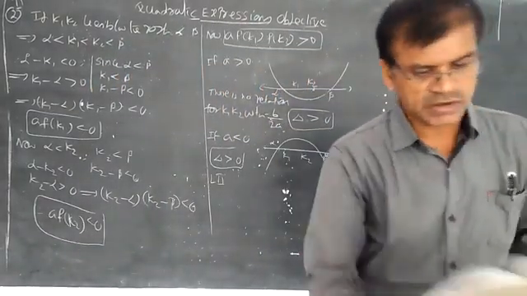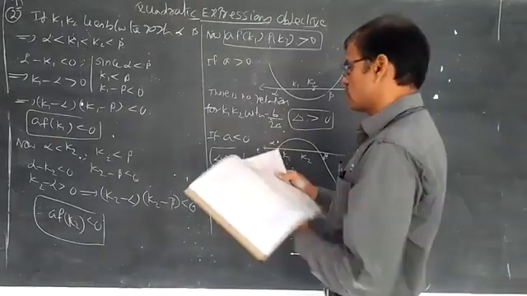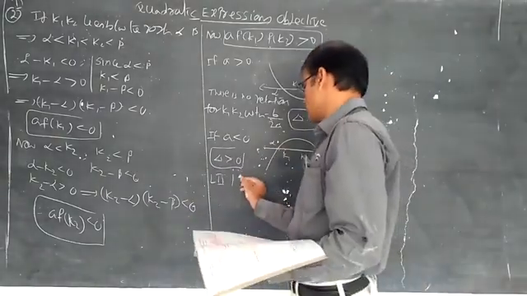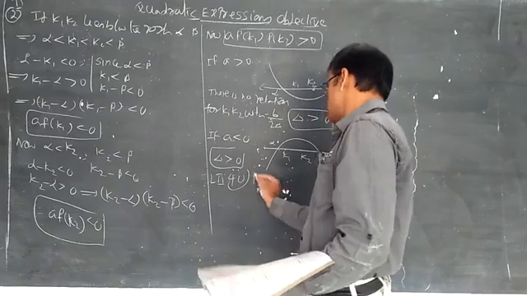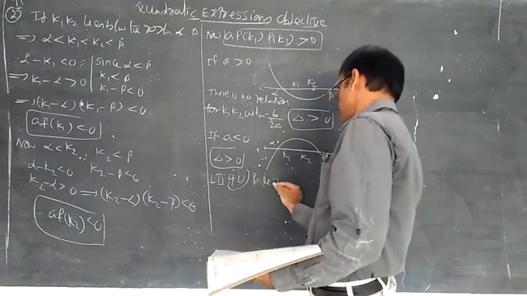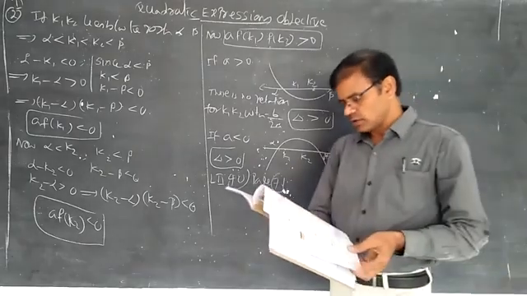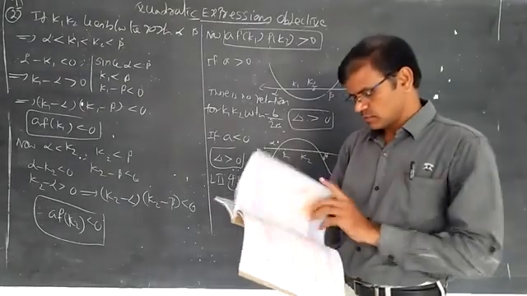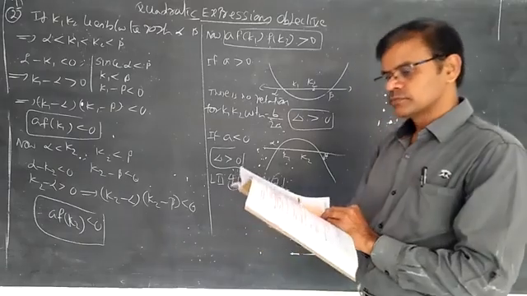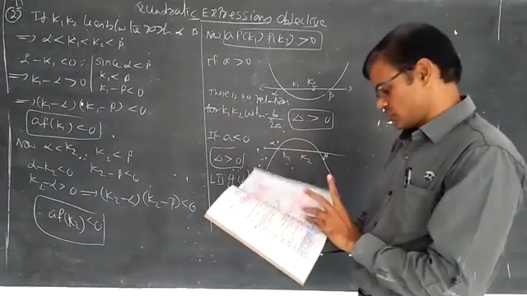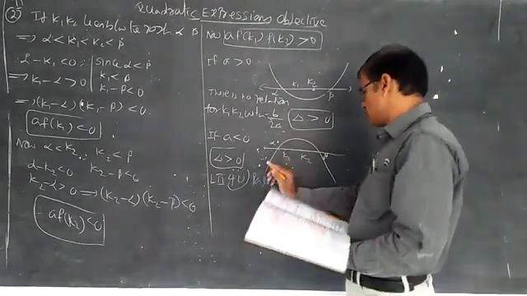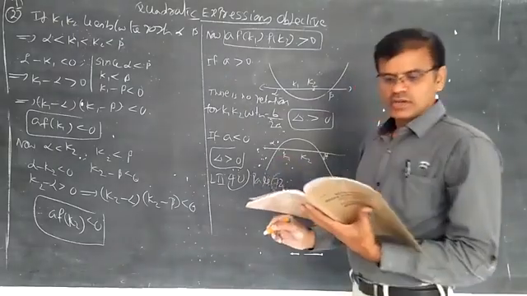Now, depending upon this concept there is a level 2 question, question number 40. Level 2, 40. I think page 71, level 2, 40 question. Page 72. Read the question.